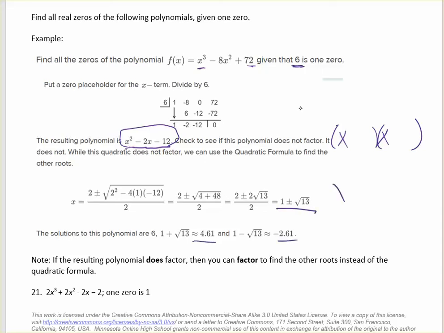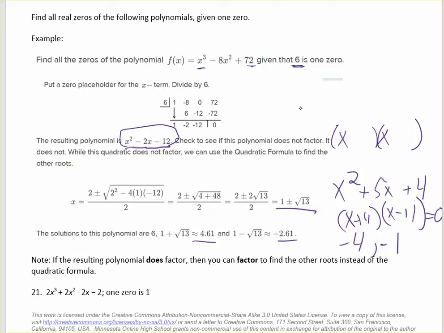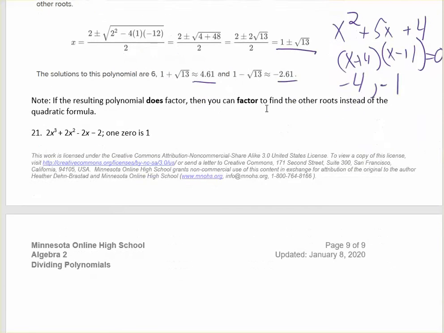However, if you end up with something that can be factored, like what if you ended up with x squared plus 5x plus 4? That can be factored into x plus 4 times x plus 1. That means that your other roots would be -4 and -1. You set each part equal to 0, and then solve for x. So that way, if you can factor it, it's easier. And I think both of yours you'll be able to factor.